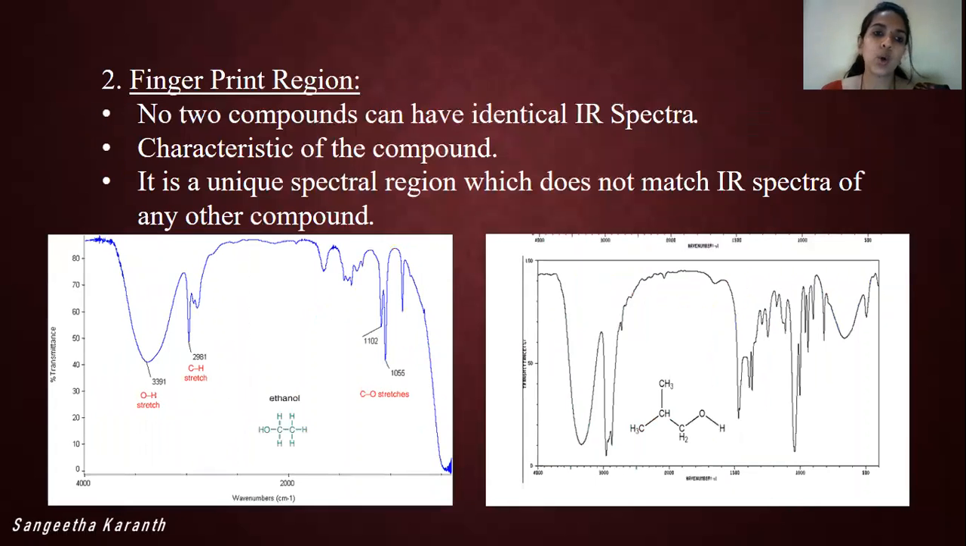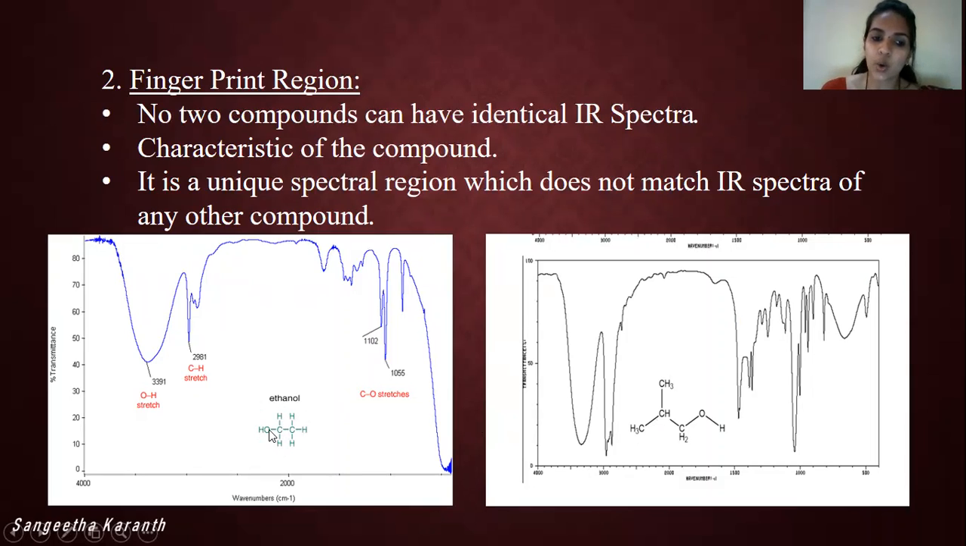So next, coming on to what the fingerprint region is. As I've told before, the fingerprint is very specific to that particular spectrum. It is a characteristic of that particular compound. So each spectrum will have different types of peaks in its fingerprint region. These two spectra mainly indicate the types of alcohols.